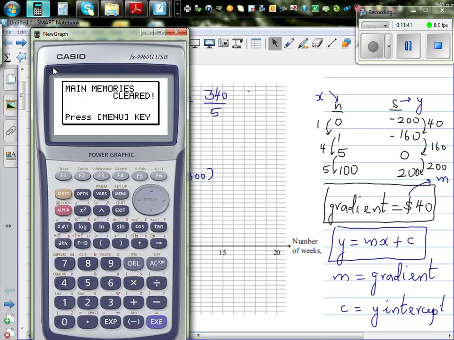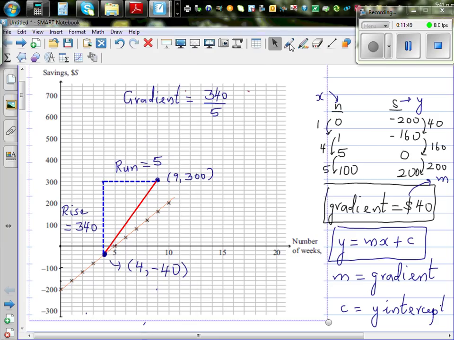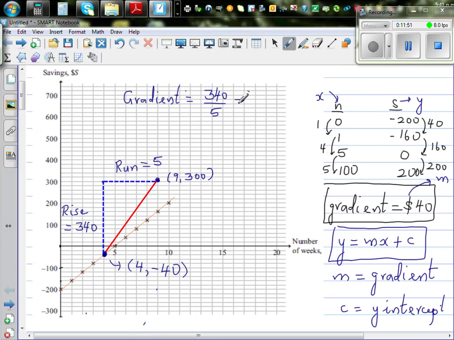340 over 5, so let me use my calculator so I don't make a mistake. 340 divided by 5 is 68. So the gradient is 68. Now what does that gradient mean in terms of Blake? The gradient of the line is 68.